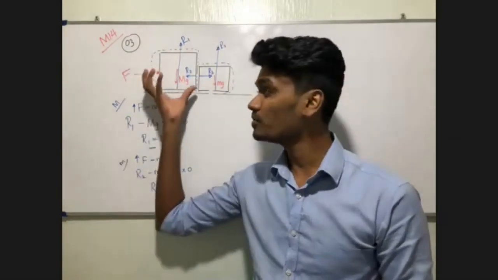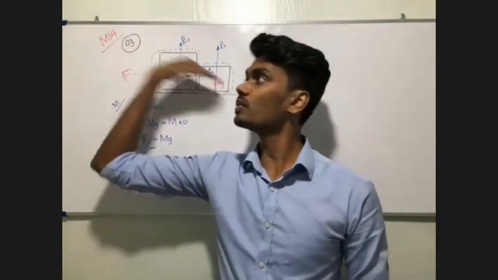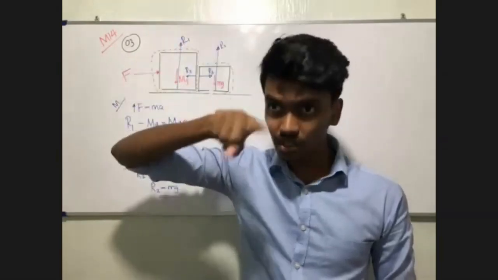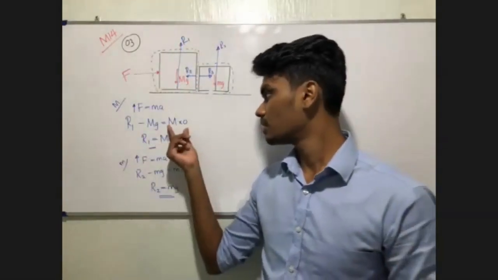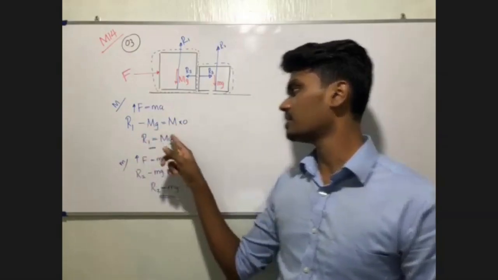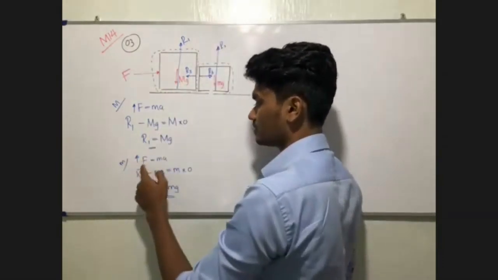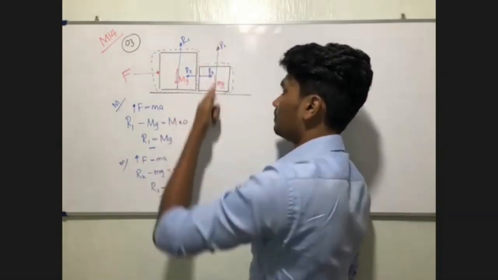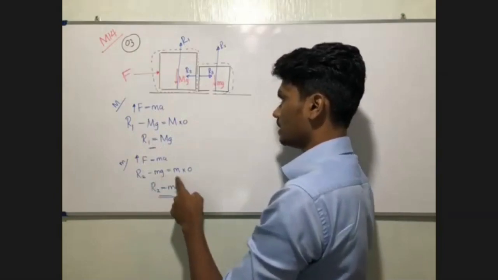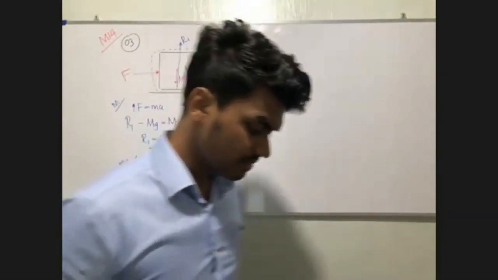Why? Because the object is not moving up. It's moving only horizontally. Therefore, can it have an acceleration in the upward direction? No. It should be 0. Therefore, this complete term is 0. M into 0 is 0. Minus mg taken to this side, R1 is mg. Similarly, for small m also, I applied F equals ma upwards. Upward force is R2, downward is minus mg, M into 0, so R2 is mg. That's quite easy.